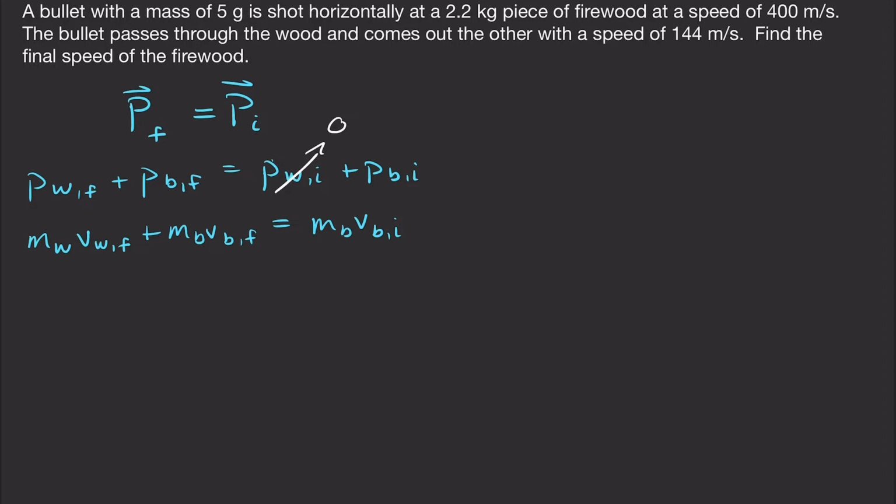is equal to the mass of the bullet times the initial velocity of the bullet. And now what we're looking for is the final velocity of the wood, so we just need to solve for it. So I'll move this second term over. So we get the mass of the firewood times the velocity of the firewood at the end is equal to the mass of the bullet times the initial velocity of the bullet, and now minus the mass of the bullet times the final velocity of the bullet.